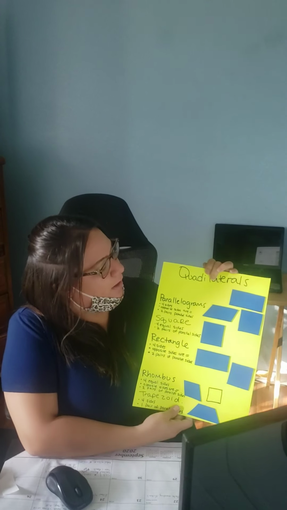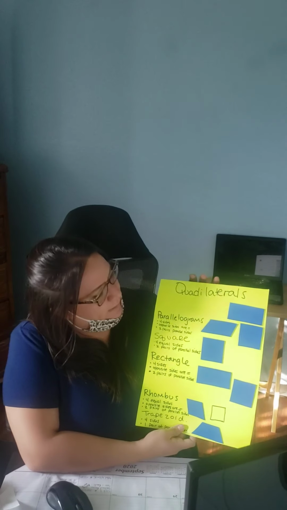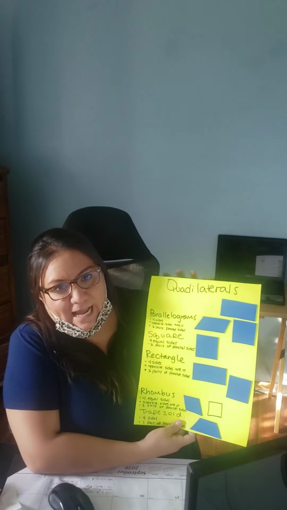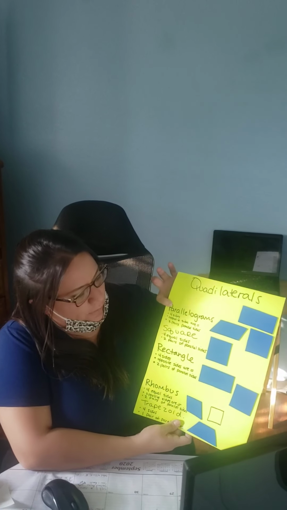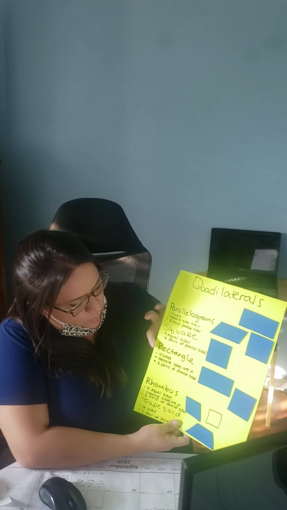All right. So we went over the fact that a quadrilateral is a polygon. We already discussed what polygons are. A polygon is the shape, and the quadrilateral is in that category. Now breaking down the quadrilaterals, we went over parallelograms, squares, rectangles, rhombuses, and trapezoids.